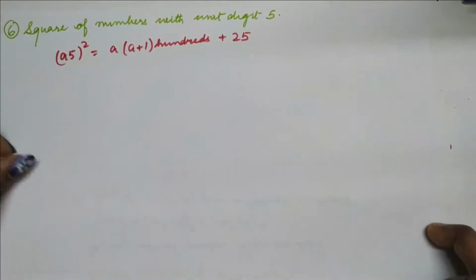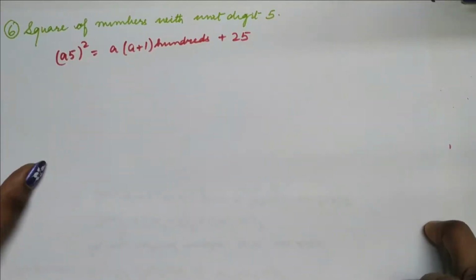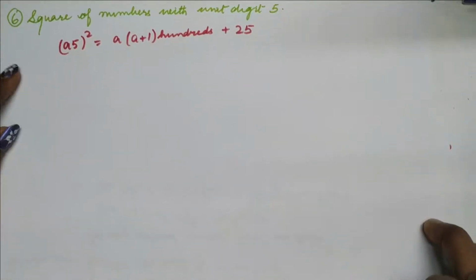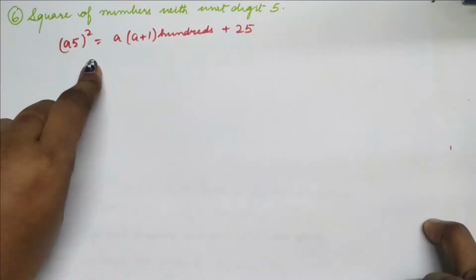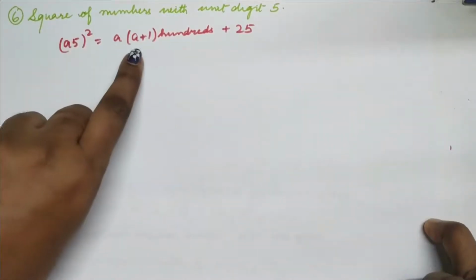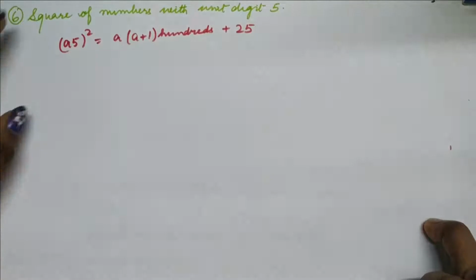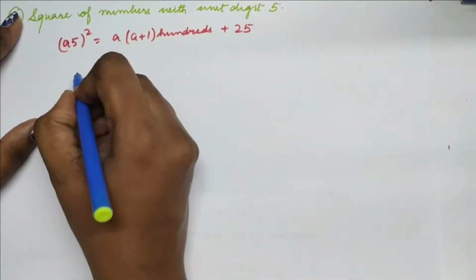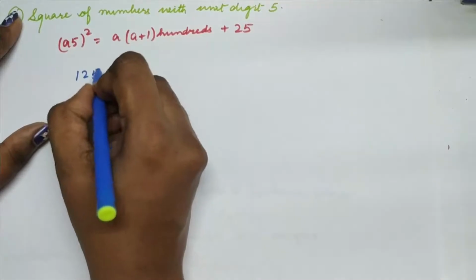Now one more easy, interesting fact that you can remember is when we have to do the square of a number in which the unit digit is 5. So if it is taken as a5 square, we can do a into a plus 1 hundreds plus 25. I can explain with one example. Suppose the number is 125 square.